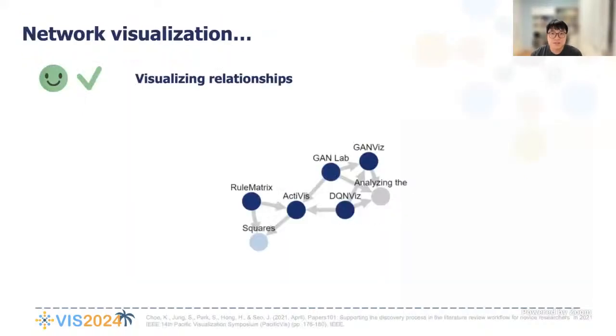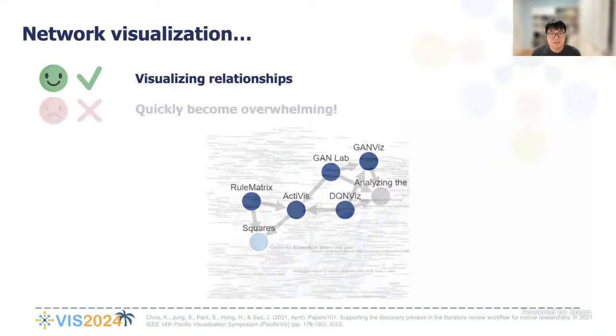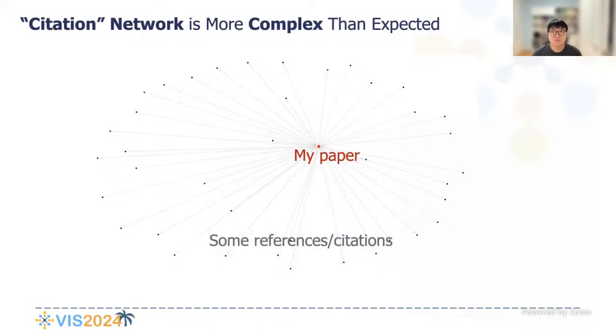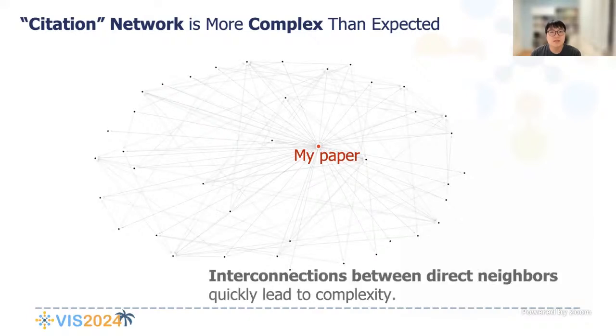And it is well known that network visualizations can show these relationships intuitively. However, it is also well known that network visualizations can quickly become complicated. When we are dealing with citation networks, the complexity is actually greater than you might have thought. In this image, the red node in the center is one of my papers, and other points are some of its direct references or citations. When we show the citations among those neighboring papers, it's not that unreadable, but it is already too complex to use as an intuitive tool for understanding or browsing citations.